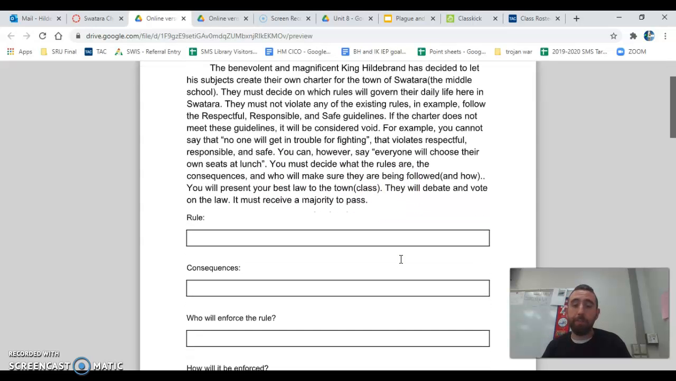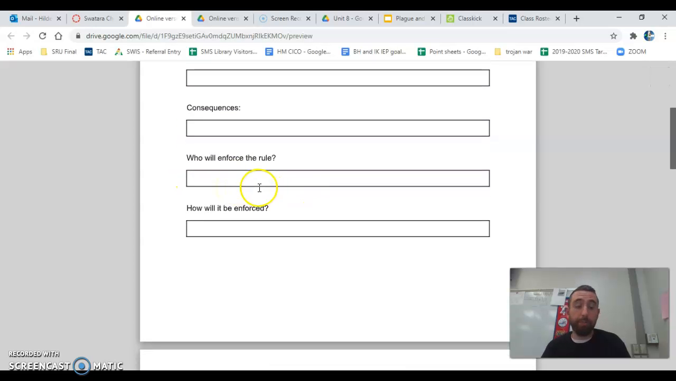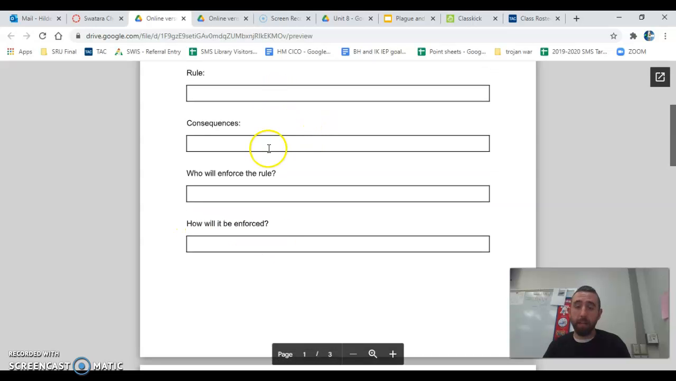You're going to come up with 5 laws, okay? You come up with 5 laws, and you'll see you have to do a couple things. You have to write the rule, the consequence, who will enforce the rule, how it will be enforced, okay? So what's the rule? What happens if somebody breaks it? Who's going to make sure everybody does what they're supposed to do? How are they going to do that?